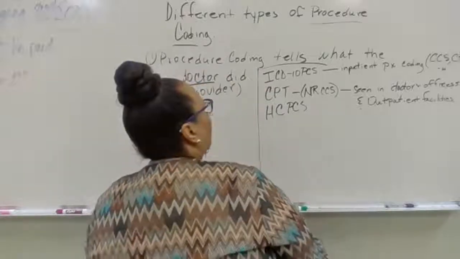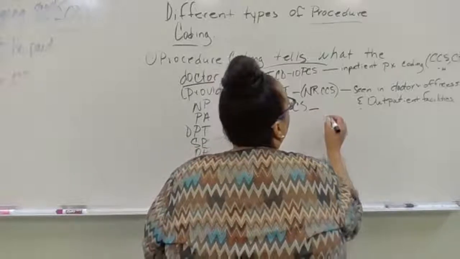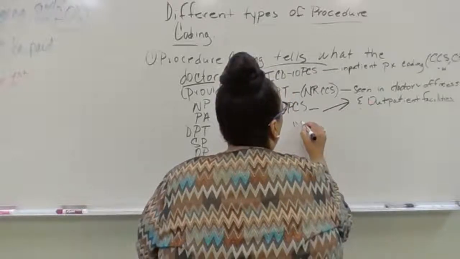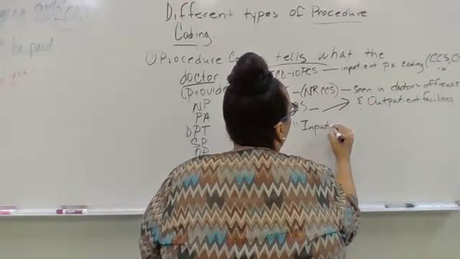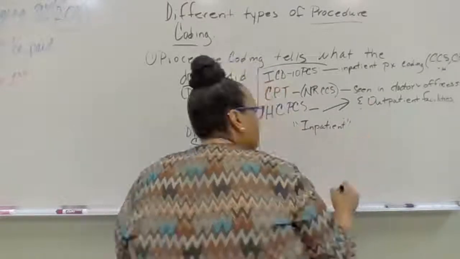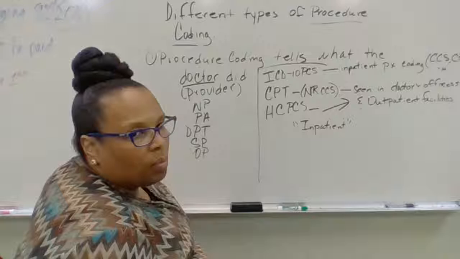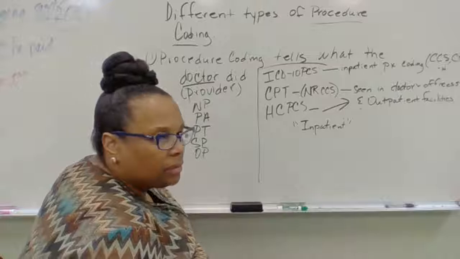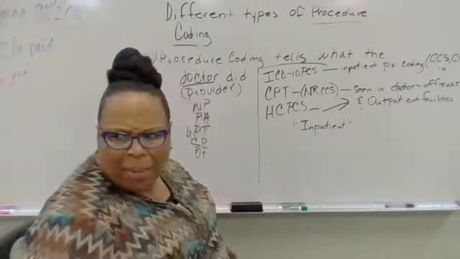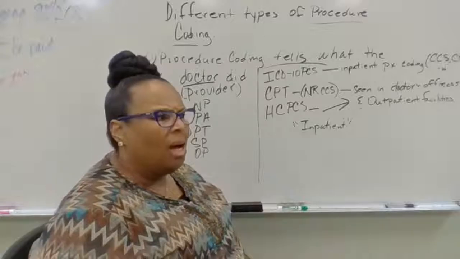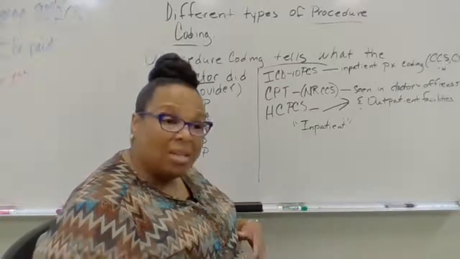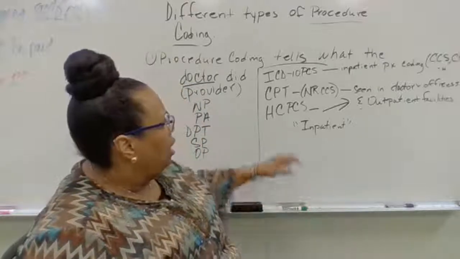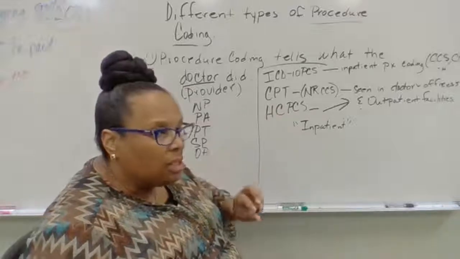Okay? Now, HCPCS code, same thing. Seen in doctor's offices, outpatient facilities, and also inpatient facilities, because sometimes you have some patients who will go home in a wheelchair, or go home with crutches, or go home with a Hoyer lift, maybe some sort of CPAP machine or respiratory machine, or colostomy type things to help them if they had a bowel obstruction of some sort. Okay, so these are the 3 books for procedure coding.